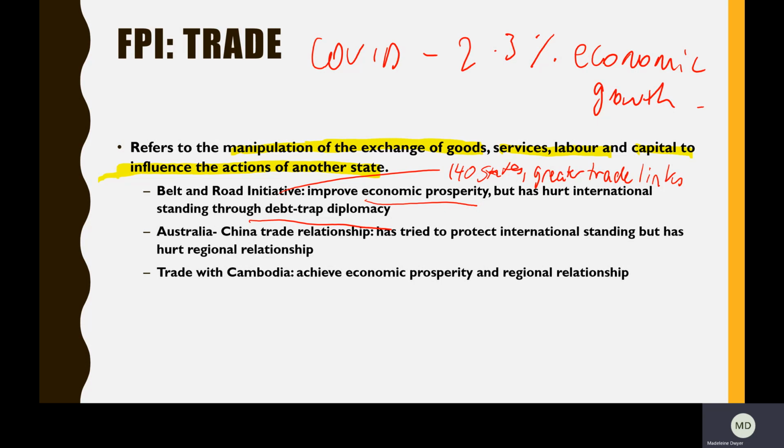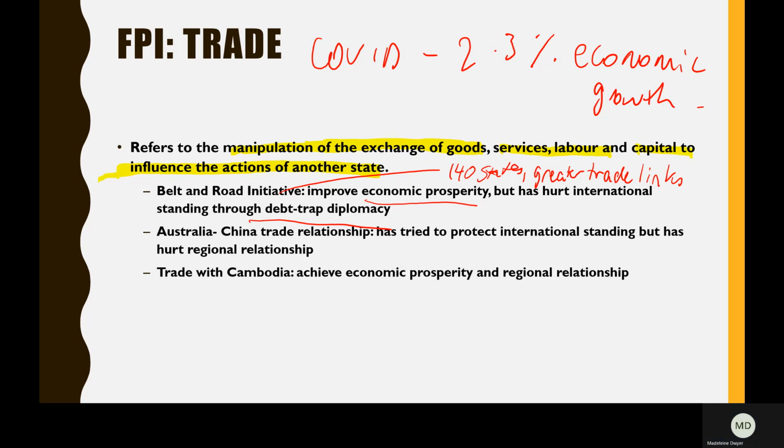The issue here with China is that it is being perceived in the Belt and Road Initiative as being untrustworthy. Australia also has dropped the Belt and Road Initiative. So China's Belt and Road Initiative has been seen as maybe not such a great thing. However, there are 140 states involved in it. A lot of states still have been part of it, and it does help boost economic prosperity, not only for China, but other countries that jump onto it.